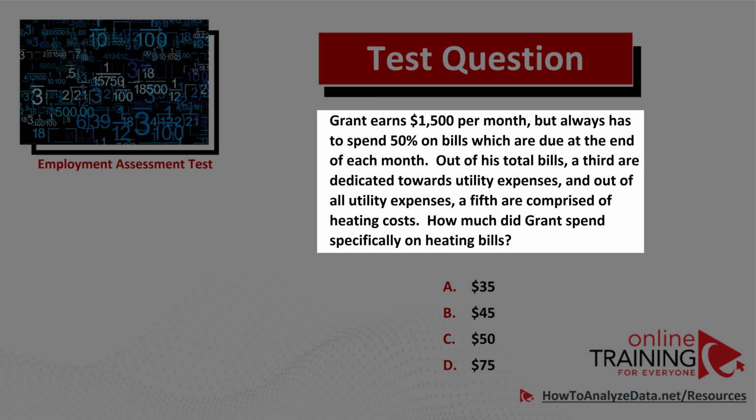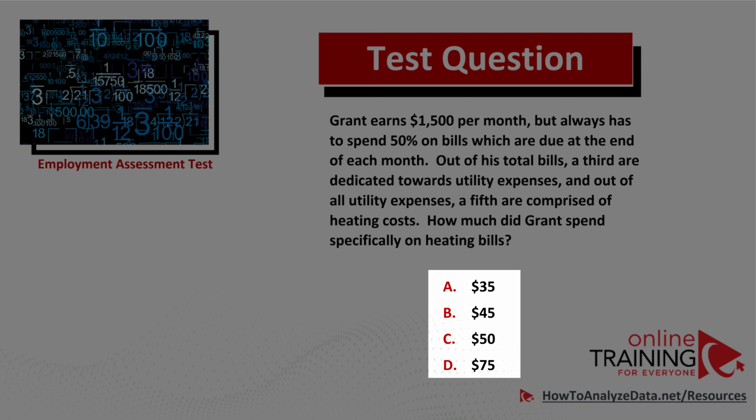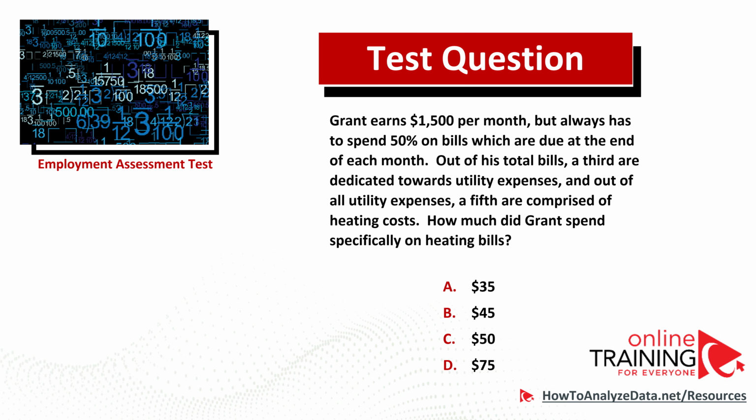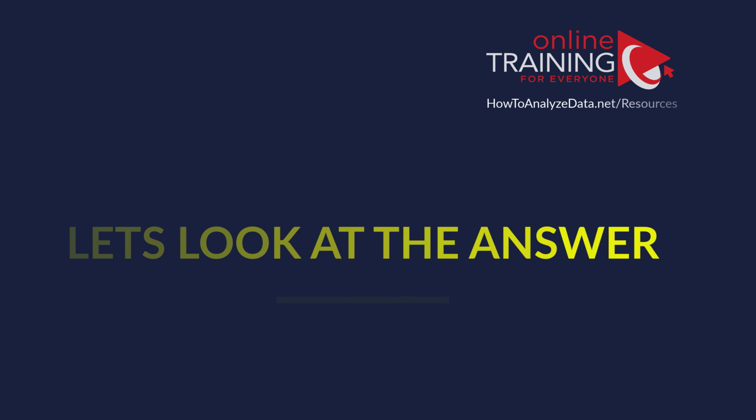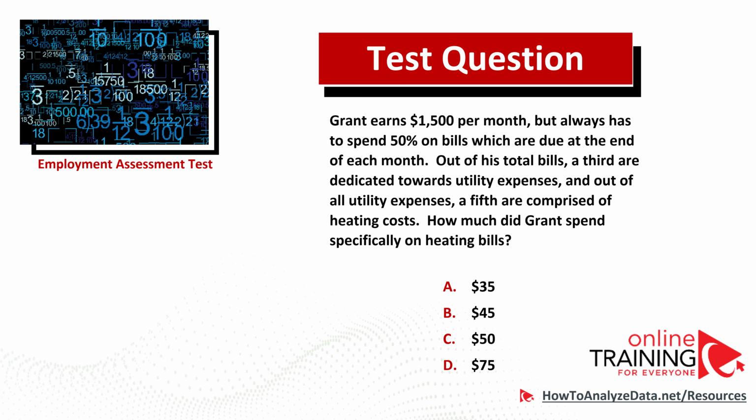And you're presented with the list of 4 possible choices. Choice A, $35. Choice B, $45. Choice C, $50. And choice D, $75. Do you know the answer? Now might be the right time for you to pause the video to see if you can come up with the answer on your own. Did you come up with the answer? Let's continue and see if we can solve this challenge together.